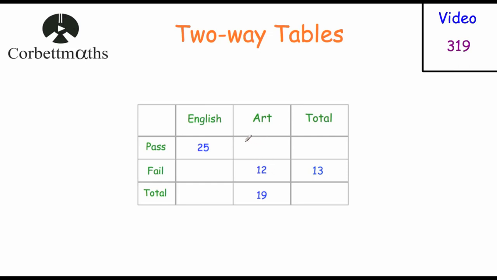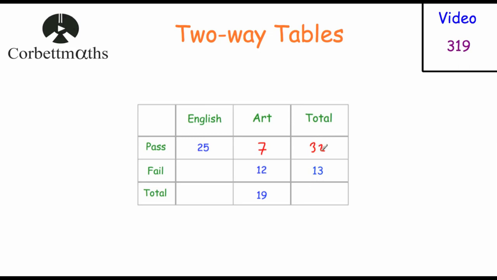And we can find out how many students passed because we know there's 19 altogether and 12 failed. So if we take that 12 away from 19, that leaves us with 7. So 7 students must have passed the art course. Next, I'm looking at this top row for how many students passed English and art, and we can find this total. We know 25 students passed English and 7 students passed art, so if we add those two together, we can get the total. 25 plus 7 is 32, so 32 students passed their courses.